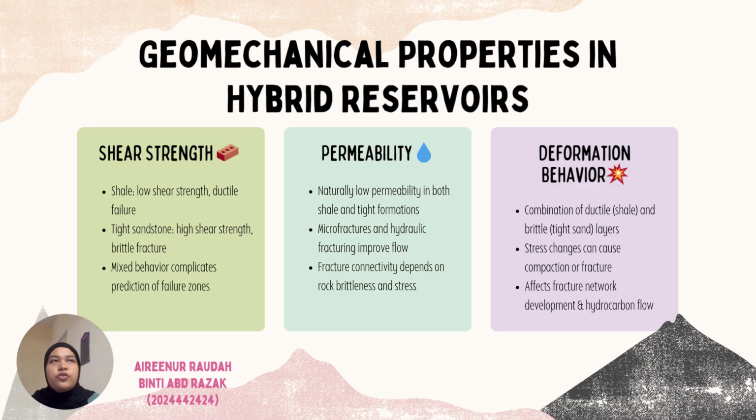Next, we're going to move to the second one, which is permeability. This refers to how easily fluids can move through the rock. Both shale and tight sandstone naturally have very low permeability, which means oil and gas cannot flow easily. However, microfractures and hydraulic fracturing can help improve flow by creating pathways. The effectiveness of these fractures depends a lot on the brittleness and stress condition of the rock.